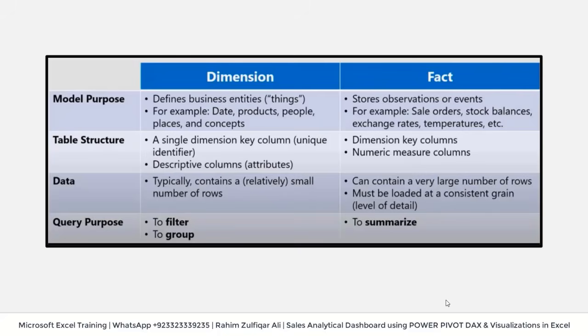How could it be utilized? The dimension table is used as a filter or grouping in the dashboards, and similar to fact tables, it stores the observations or events. Okay, and it's used to summarize. Basically, it contains a large amount of information because it contains real-time information, and the level of detail is very high in it.